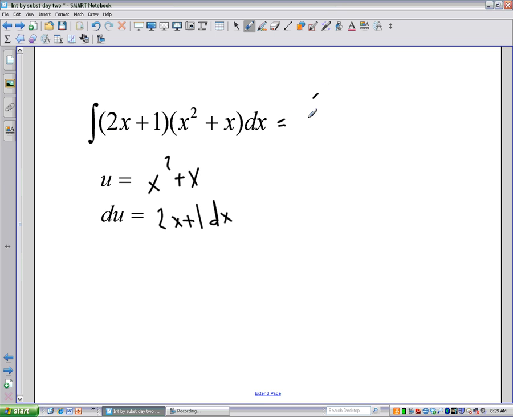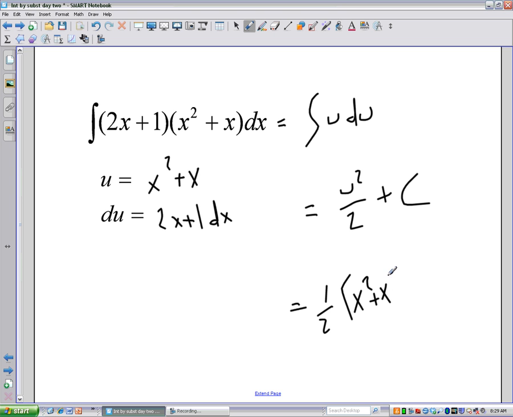We just rewrite this as the integral of u du, and the integral of u du is u squared over 2 plus c, and so we back substitute in, we get 1/2 of (x squared plus x) squared plus c. Could we have multiplied those through and done the thing? We could have. Sometimes this is a whole lot faster. It's a fine answer. We're there.